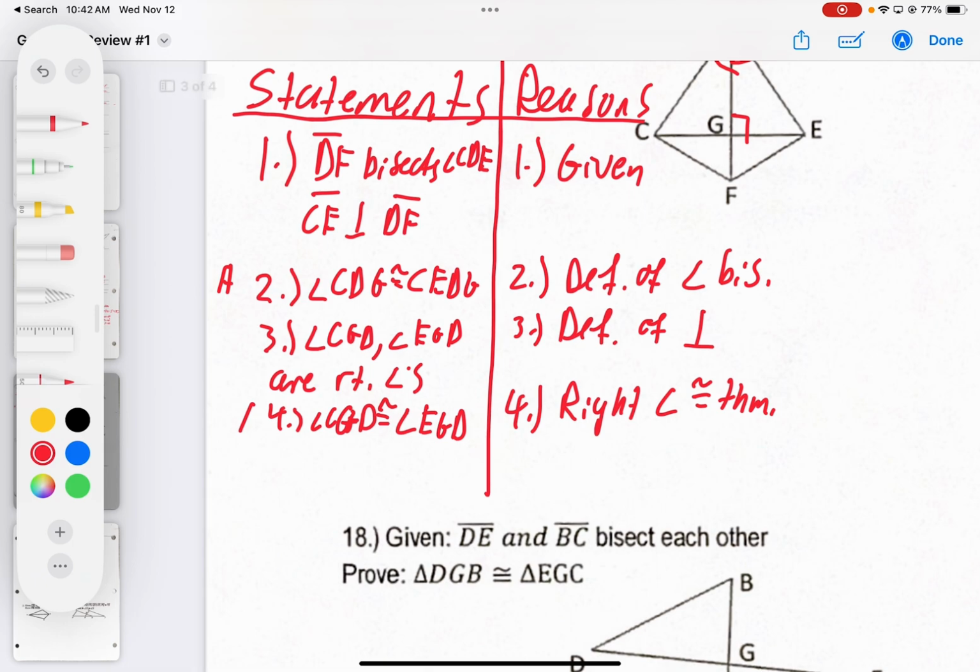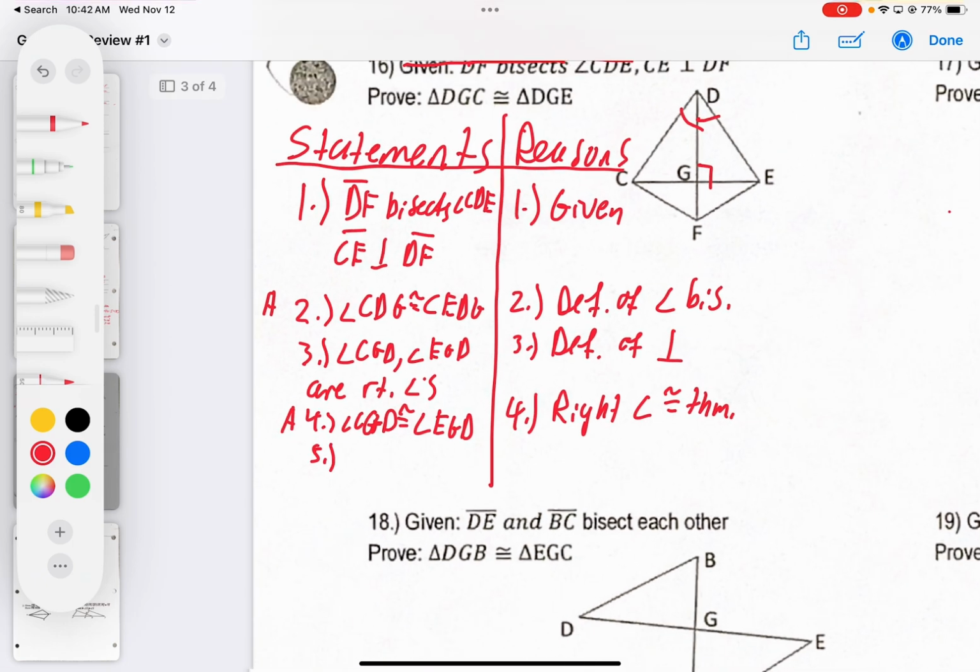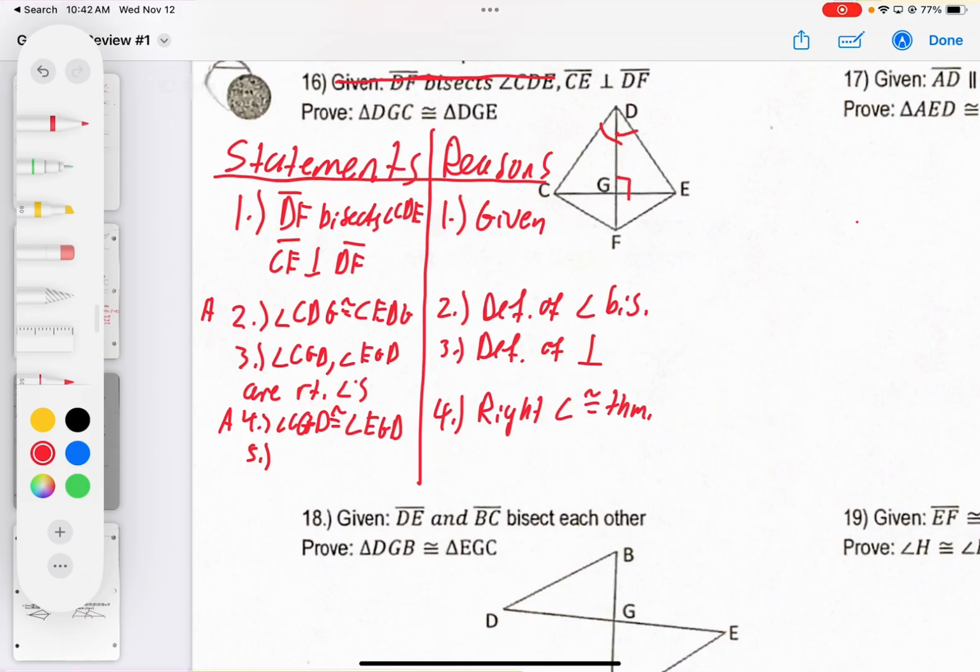All right, so then that's another angle. So then I have two more steps. I need a side up in here. Good. So then GD is congruent to GD, and the reason for that is reflexive.